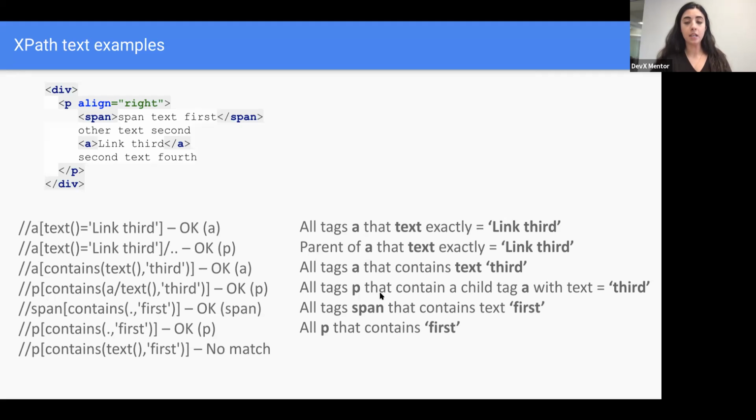The next one is all text P that contains a child tag A with text equals third. After that, we have all text span that contains text first. And next one, we have all P that contains the word first. And what do you think about the last one where P contains text first and there is not gonna be any matches?